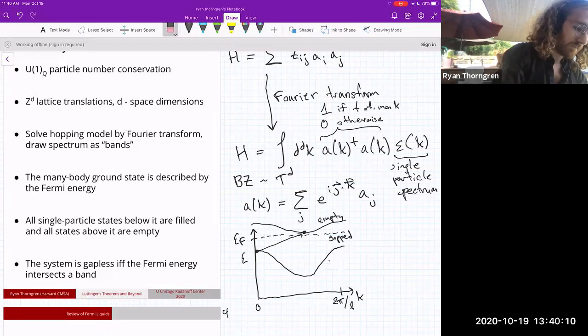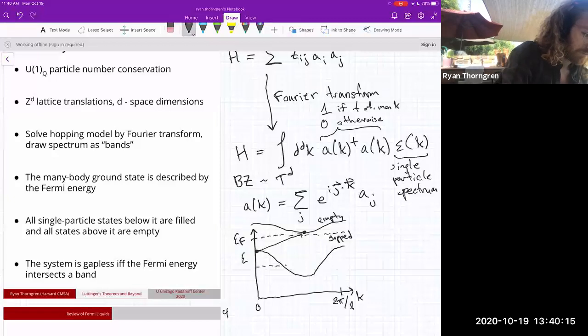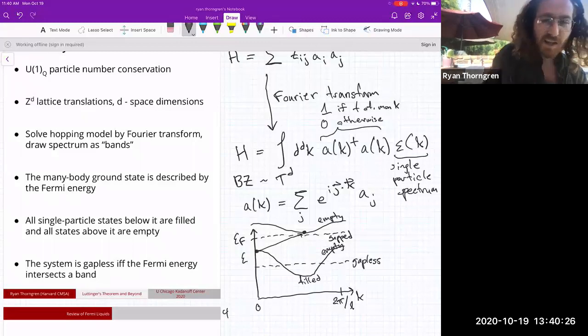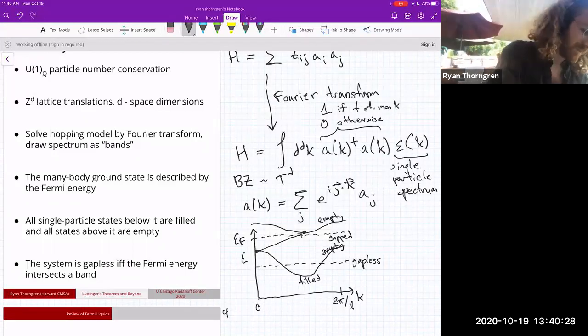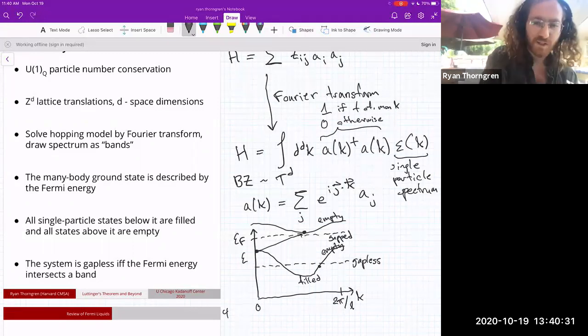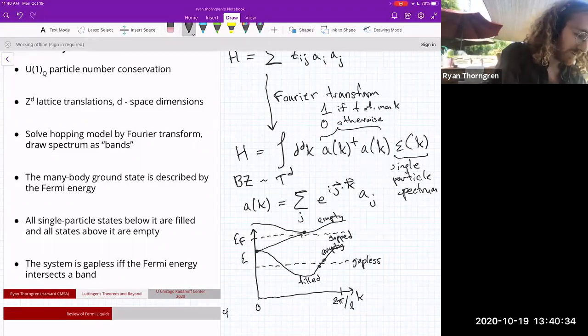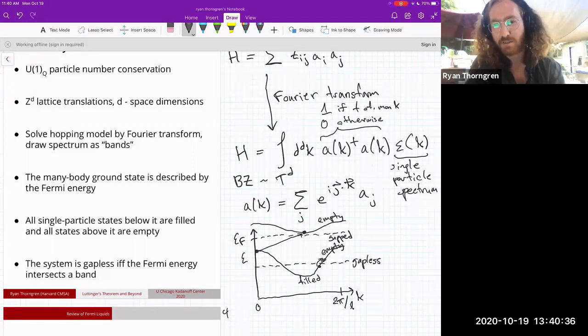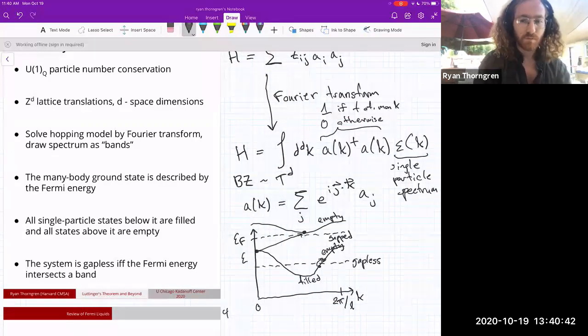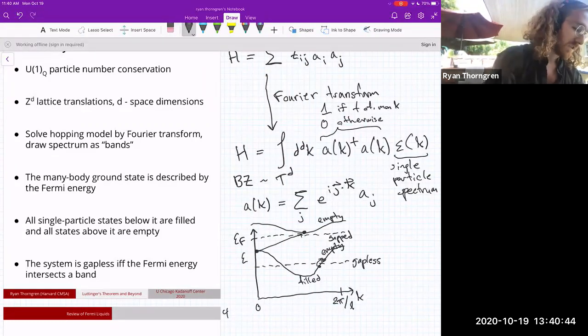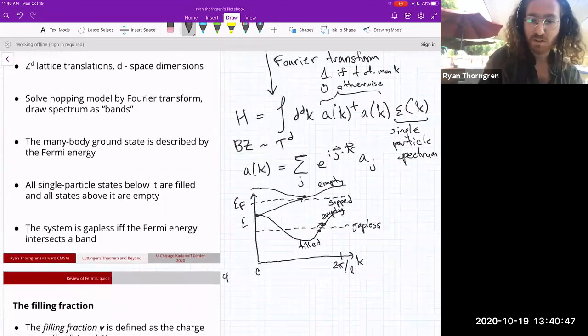On the other hand, if the Fermi level crosses a band, then we're going to have a gapless system. And that's because there are filled and empty states of arbitrarily close energy, right? There's a filled state very close to the Fermi level here and an empty state very close to the Fermi level here. And so we have excitations above the ground state of arbitrarily small energy. So this is a gapless state. Okay, so depending on the Fermi level, the many-body ground state can be quite different.